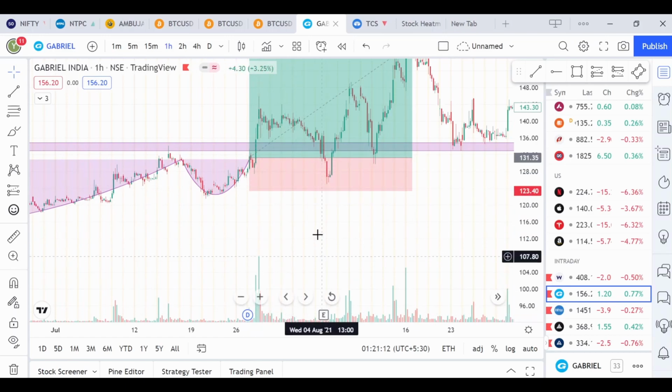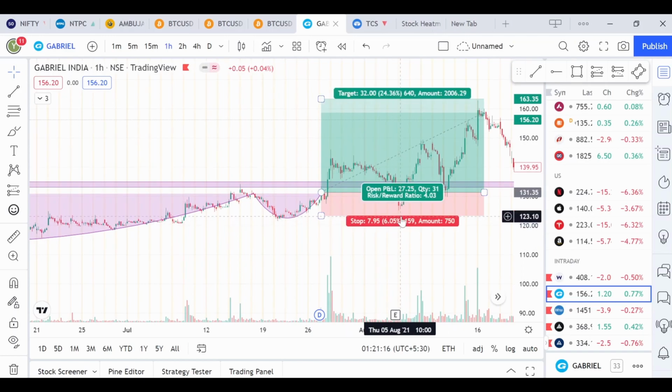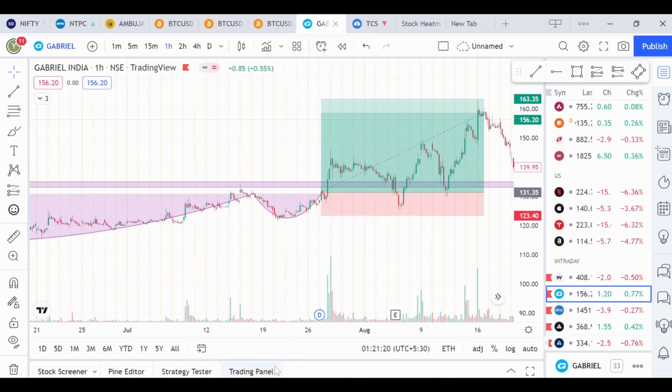The volumes were dry after the breakout, but the breakout was confirmed, and then our stop loss was almost going to get hit. But that is why I always say that we have to place logical stop losses and not tight stop losses, because if you are placing tight stop losses, then it has a greater chance of getting hit. So it's better to have a logical stop loss instead of a tight stop loss.